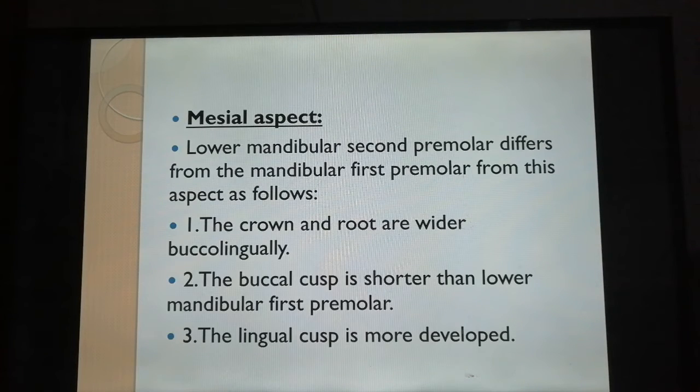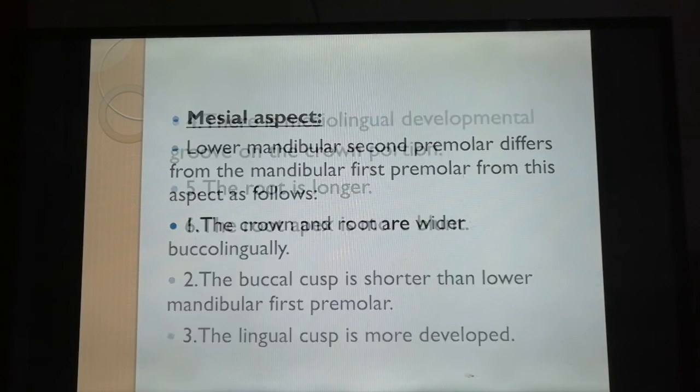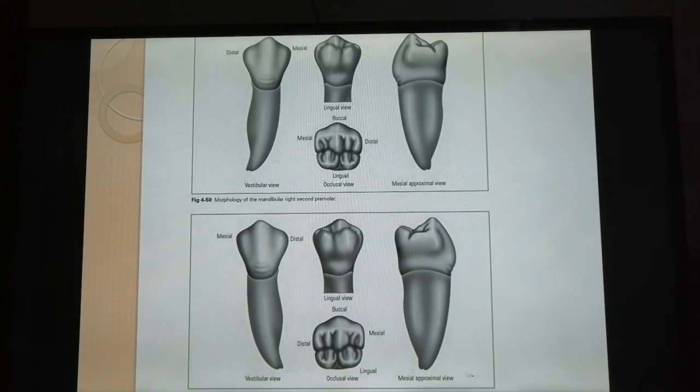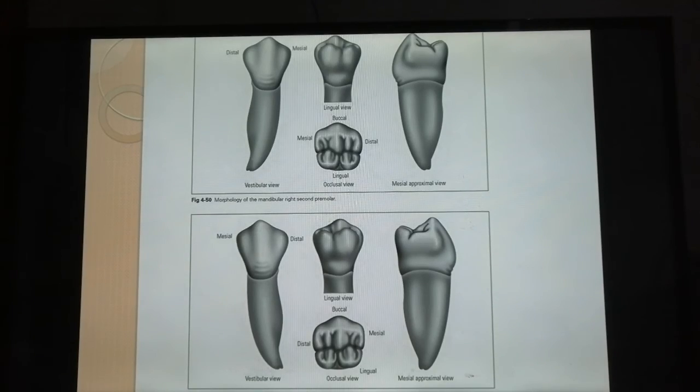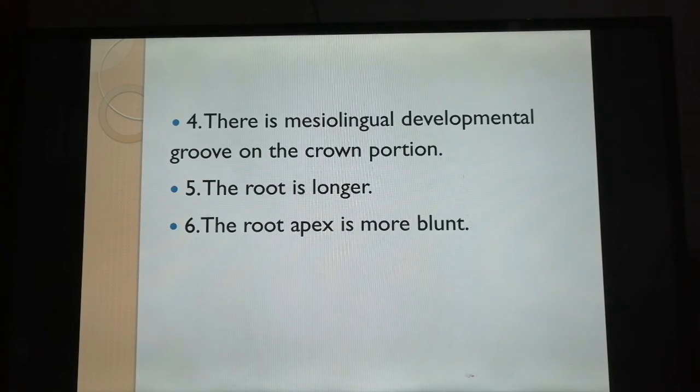Number 2, the buccal cusp is shorter than the mandibular first premolar. Number 3, the lingual cusp is more developed. Number 4, there is a mesiolingual developmental groove on the crown portion.